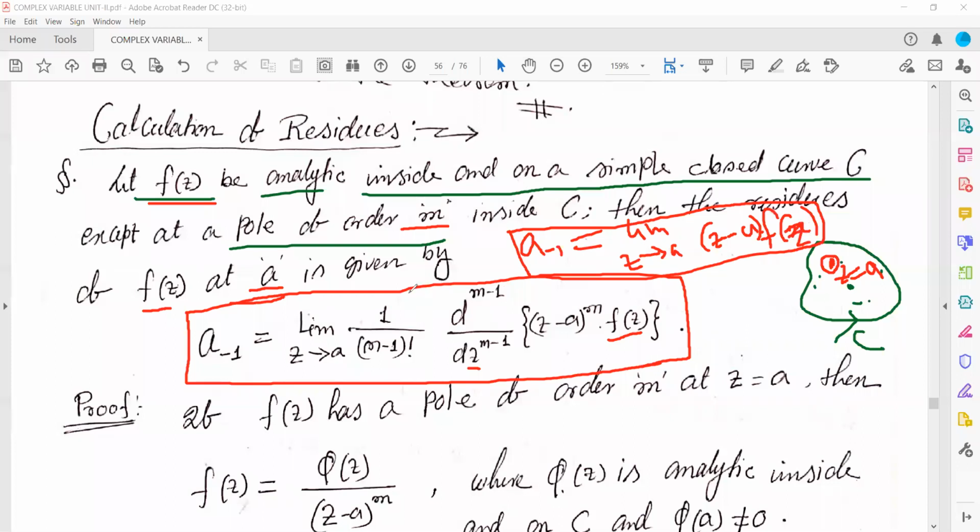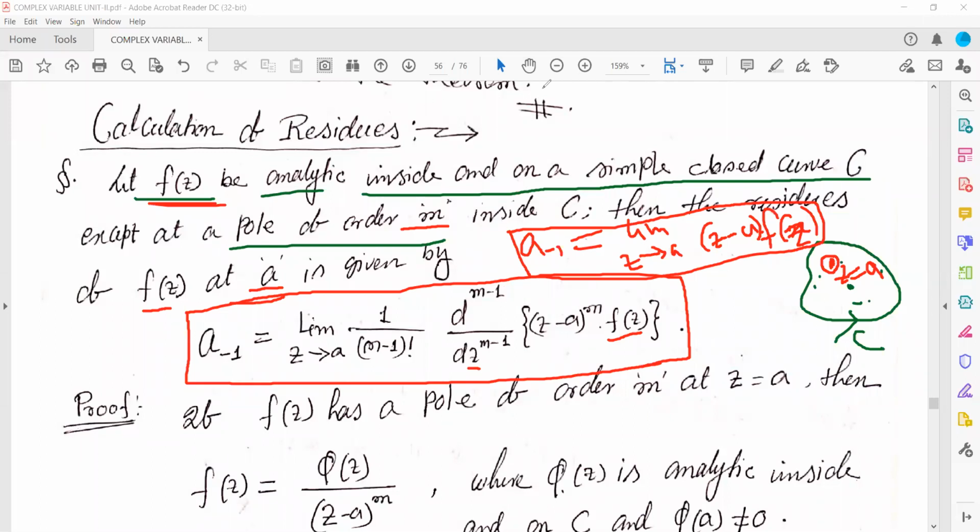If m is equal to 2, that means second order. Then a minus 1 equals the limit as z tends to a of 1 upon (2 minus 1) factorial, and then the derivative of order 2 minus 1, which is 1, so the first order derivative of (z minus a) whole square into f(z). And you put the value of f(z), whatever f(z) is given.